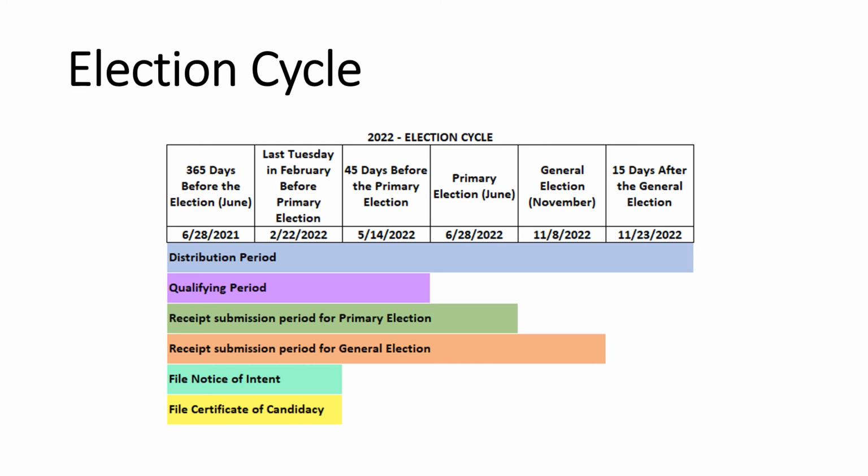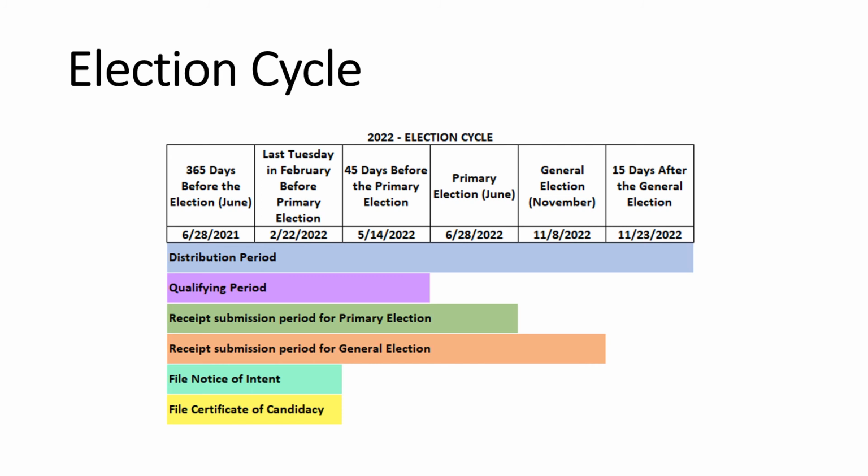Qualifying period, May 14th, 2022. This is the period during which a candidate may submit receipts to the Board of Elections to become a certified candidate. The period begins on January 1 following the last election and ends 45 calendar days before the primary election.